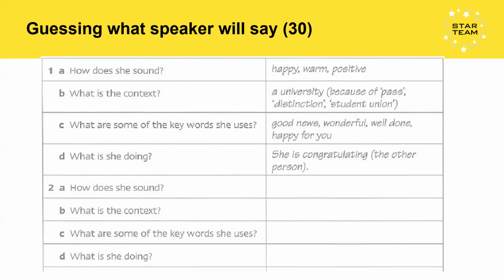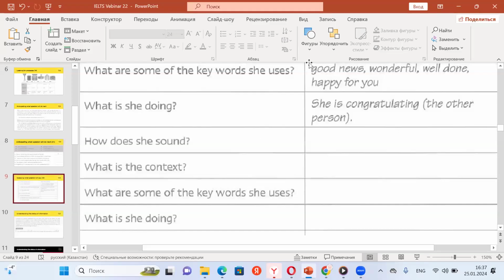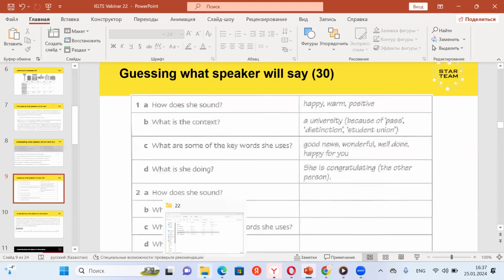Давайте сделаем такое же упражнение. Здесь нету как бы, we don't have right or wrong answers for this exercise. Тут вы сами слушаете и как бы guess, предсказываете. Например, what does she sound? What is the context? Keyword?